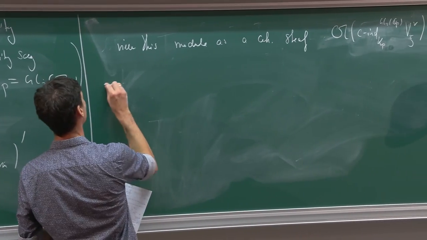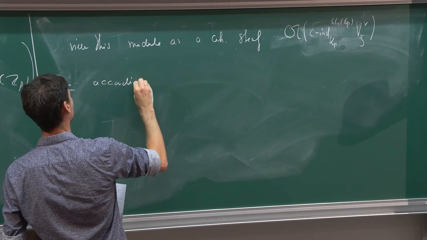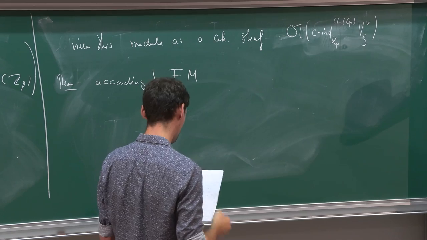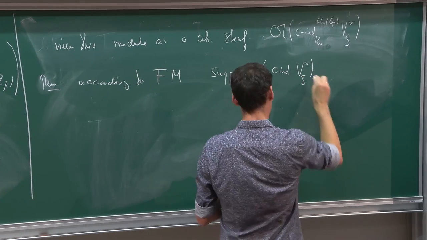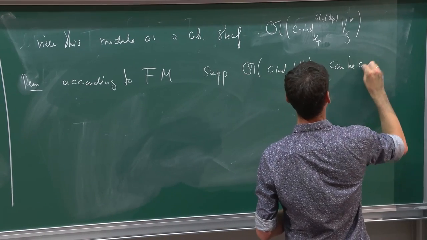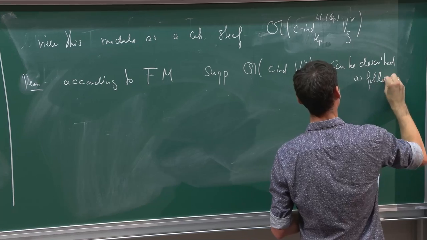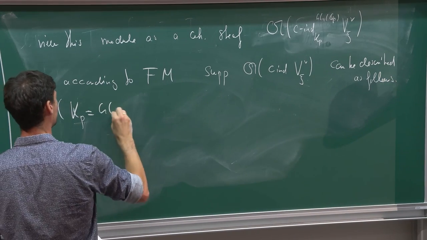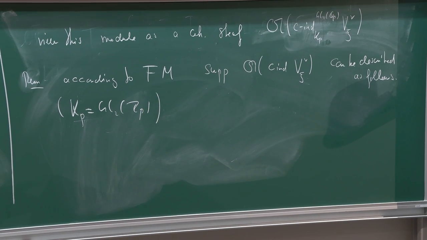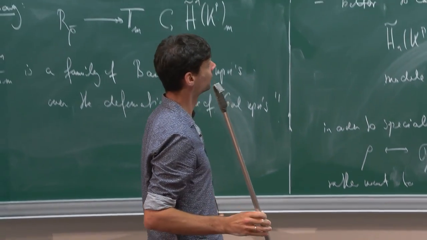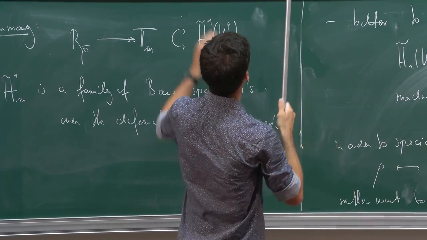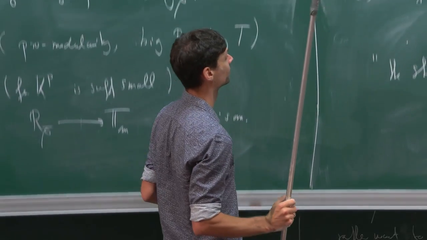Okay, so let me point this out, that according to Fontaine-Mazur, the support of this guy can be described as follows. And for simplicity, I really want to take K_p to be GL2 of Z_p. The picture is a little bit larger, so I maybe allow myself to take a new blackboard. Oh, that didn't work out very well. Okay, I'll just take it.